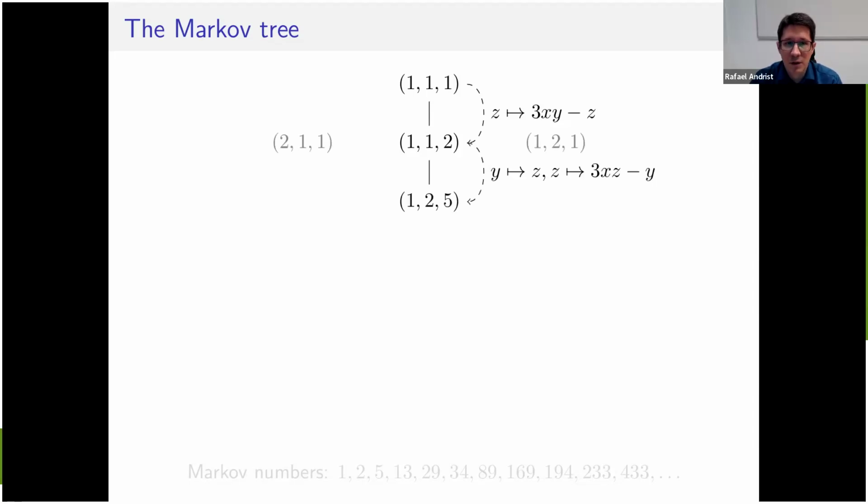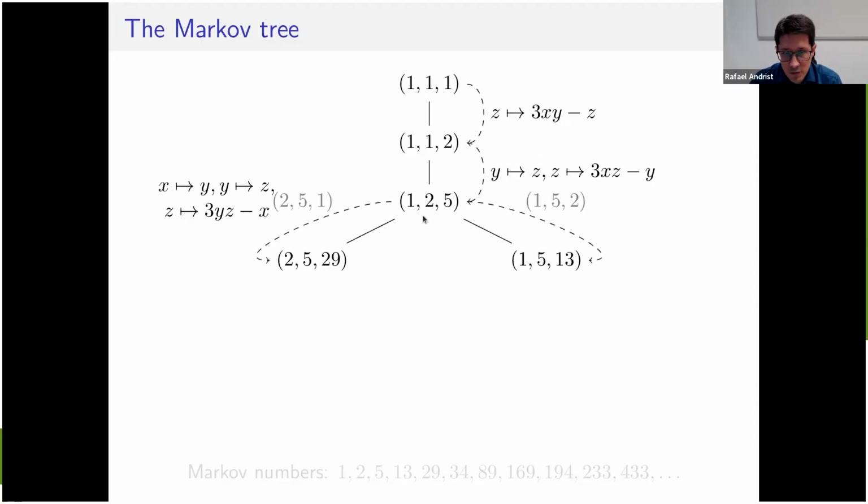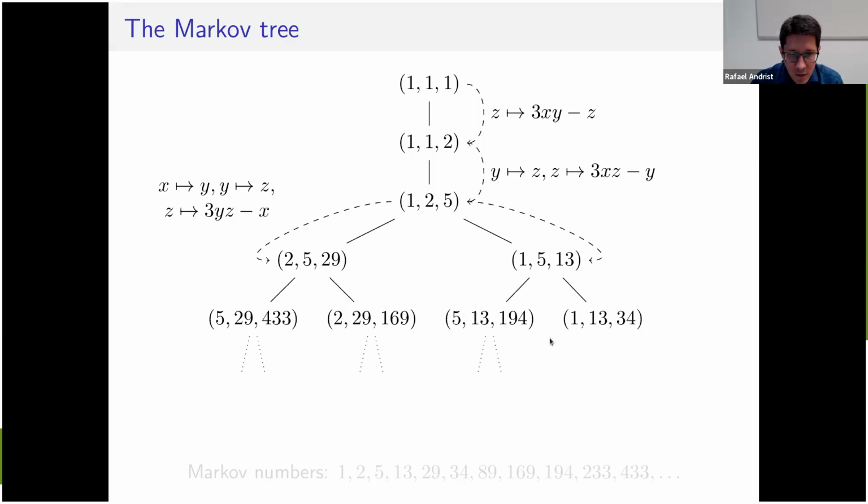So what we can do now is we can permute it, right? We can look at 2, 1, 1 and 1, 2, 1. And if we take one of those, let's say 1, 2, 1, and apply the involution again, we arrive at 1, 2, 5. And then we can do this again. Now we have these 2 permutations, 2, 5, 1 or 1, 5, 2. We apply this involution. We get 2 different new solutions. And from now on, it will be a binary tree. So you can always get 2 new solutions from here. So this is how this tree will look.